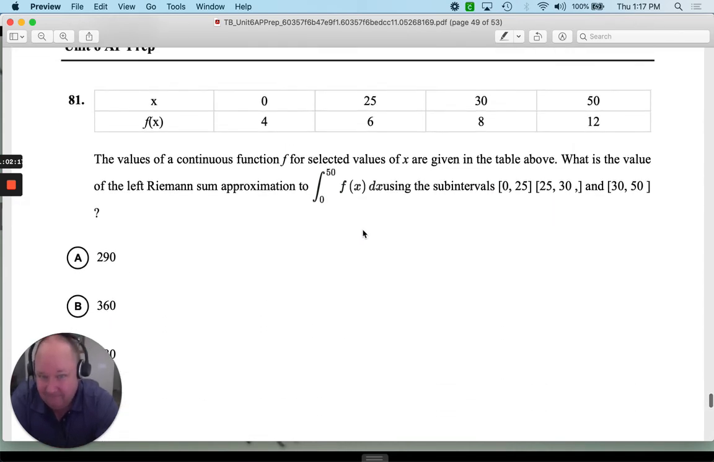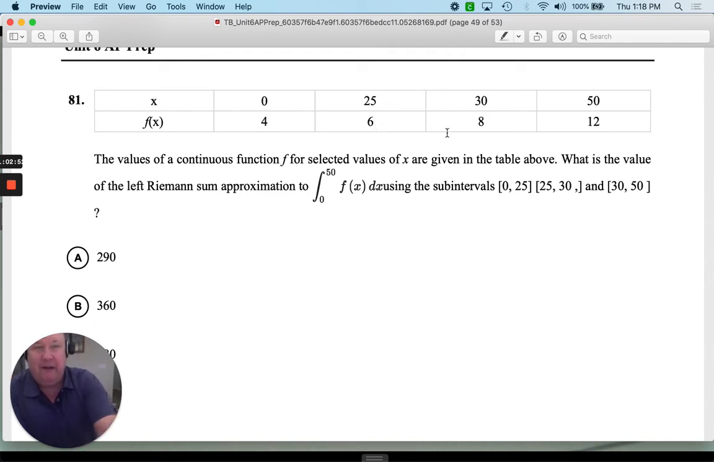81. Can you do a Riemann sum off a table using intervals that are provided? So I want to do a left Riemann sum. So for 81, the first interval goes 0 to 25. So the width, just set up each one and just calculate it at the end. So the first width is 25. And then a left Riemann sum, you would use 0, so the height is 4. The next interval, 25 to 30, that's a width of 5. Use 25, and the height is 6.